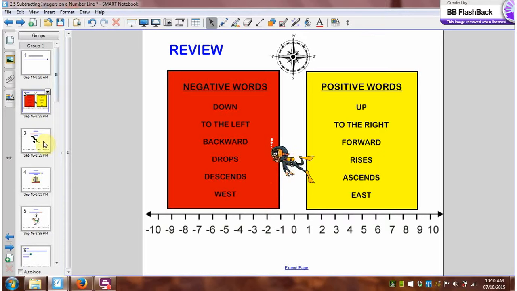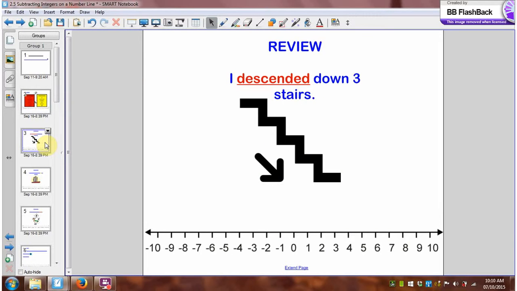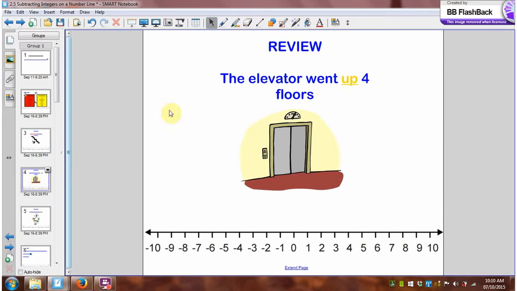So, a quick example of this. No need to write this down, just remember these key words for when you're doing word problems with positive and negative integers. Just a quick review. I descended down 3 stairs. We're going downwards, so that would be negative, a change of -3. Descended. Okay, easy one. The elevator went up 4 floors. Up, so that's a positive 4.